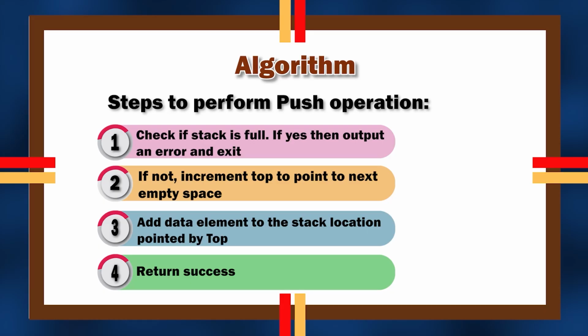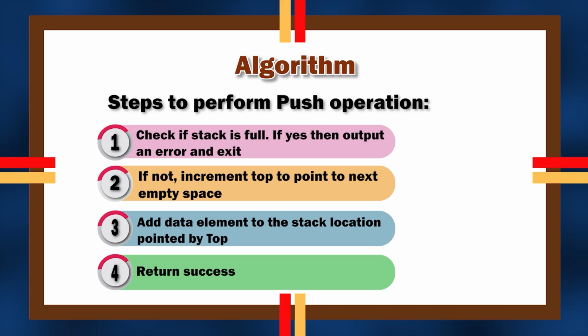But if the stack is not full, if there is some empty space, then it is possible to add the new element into the stack. In such a case, you need to increment your top pointer by 1, and it will point to the next location where we can add the new element. As I said, top, as its name indicates, will always point to the top of the stack. And whenever you increment top by 1, it means that you are pointing to the next memory location where the new element can be added.